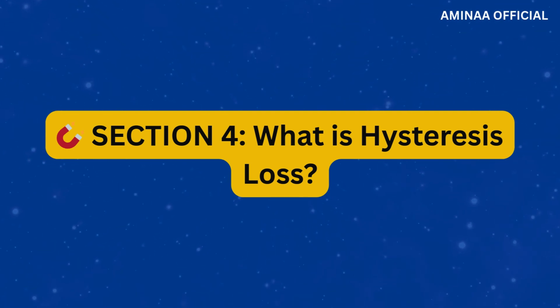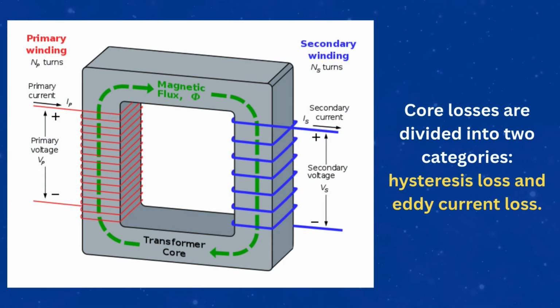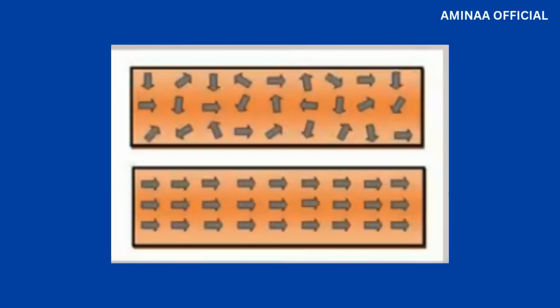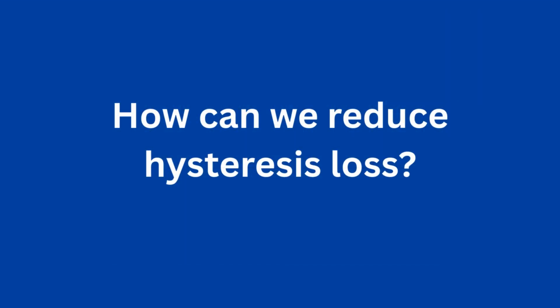What is hysteresis loss? Here's how to explain it in a simple way. Transformers work on AC supply, which means current and magnetic field both change direction every half cycle. Now, inside the core, there are tiny magnetic dipoles that also flip direction with every cycle. This constant flipping causes collisions, and energy is lost in this process. That's called hysteresis loss.